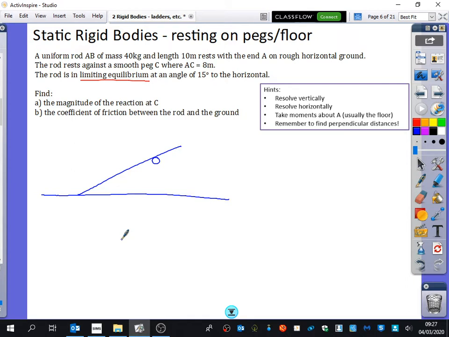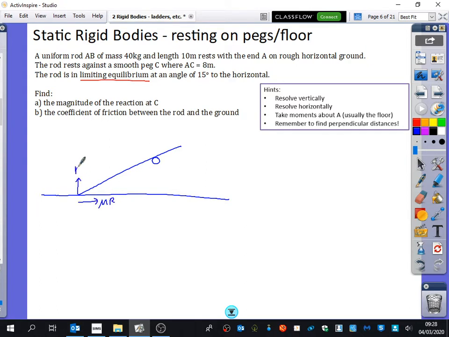What do you think is wanting to happen to this beam? Bearing in mind my finger is being modeled as a smooth peg, which means that it's got no friction. What do you think this rod is wanting to do? It's wanting to slide down like this. So you already know something about if it's sliding down like this. What do you know about? Good. So we know it's trying to slide this way, so there's going to be friction going in this way here.